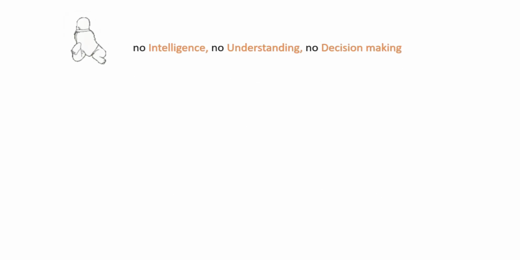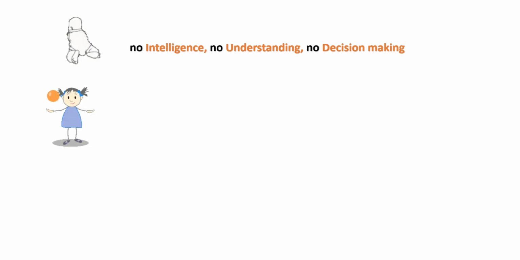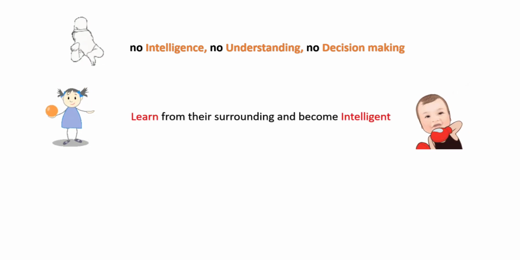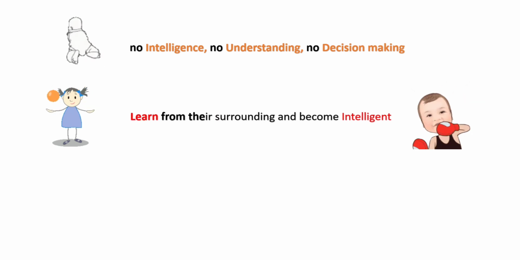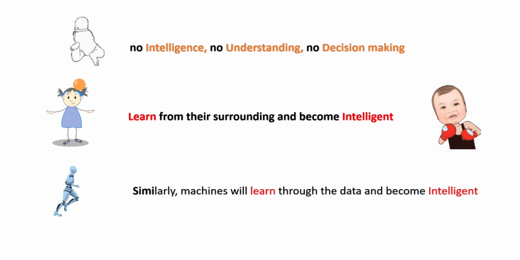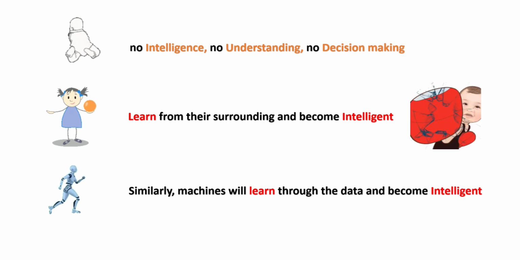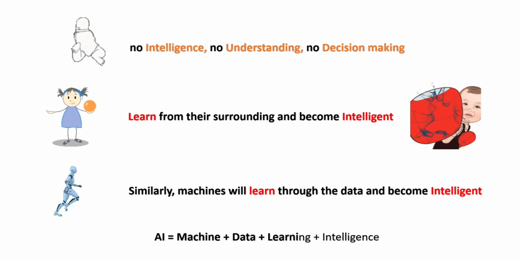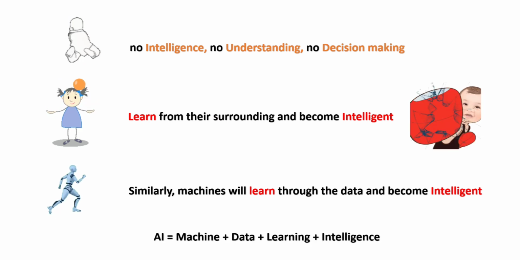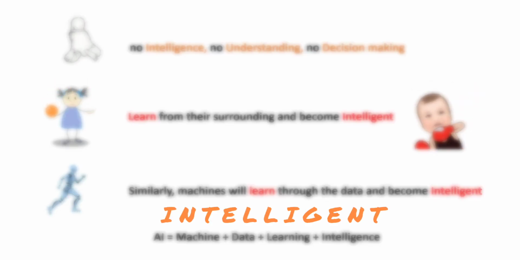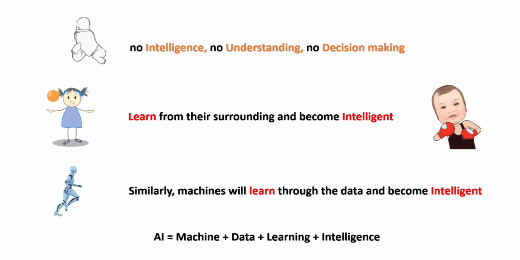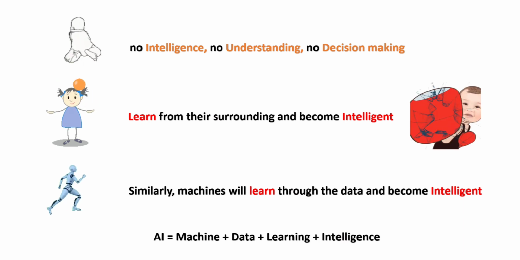So when a baby is born, they do not have any intelligence, zero understanding, absolutely no decision making, right? But as they grow up, they learn. They learn from their surroundings and that's how they become intelligent. The same happens with machines. They will learn through the data given to them and that's how they become intelligent. So AI is nothing but a machine which is getting some data, learning through the data and becoming intelligent. That's all what AI is. Okay, so I hope you have understood the meaning of artificial intelligence.